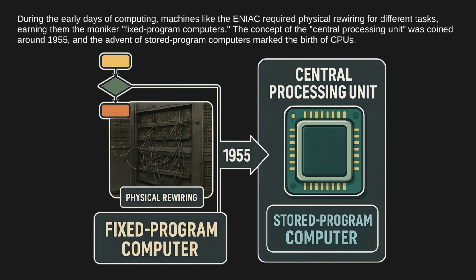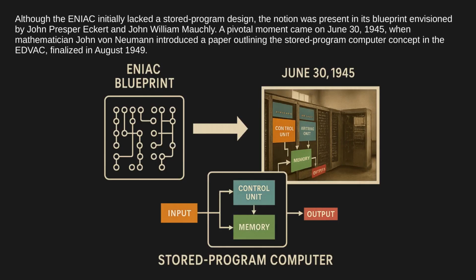During the early days of computing, machines like the ENIAC required physical rewiring for different tasks, earning them the moniker fixed-program computers. The concept of the central processing unit was coined around 1955, and the advent of stored program computers marked the birth of CPUs. Although the ENIAC initially lacked a stored program design, the notion was present in its blueprint envisioned by John Presper Eckert and John William Mauchly.